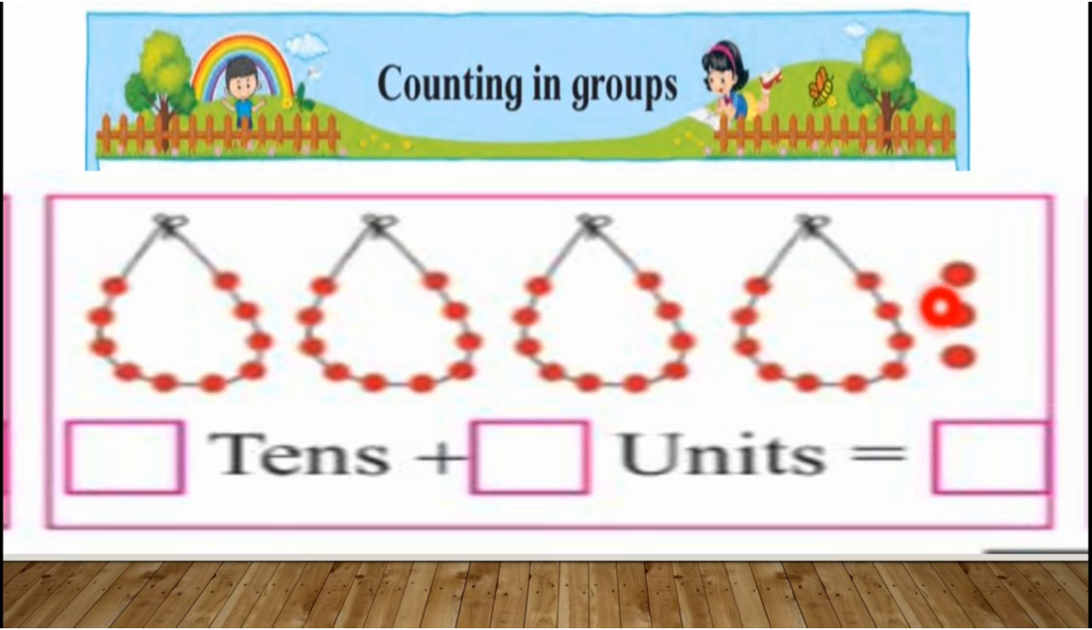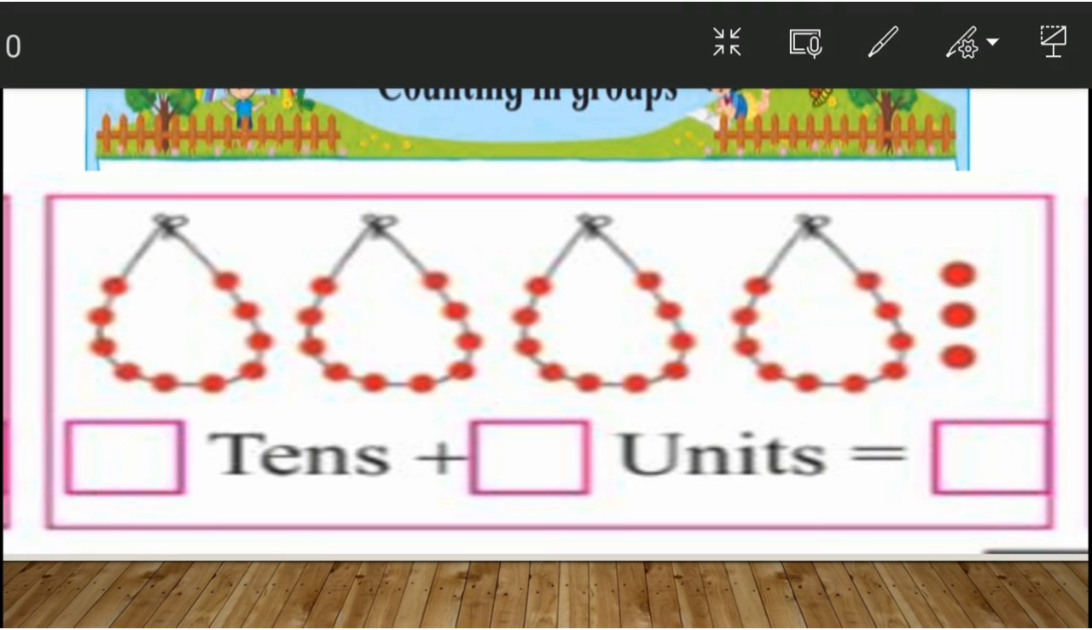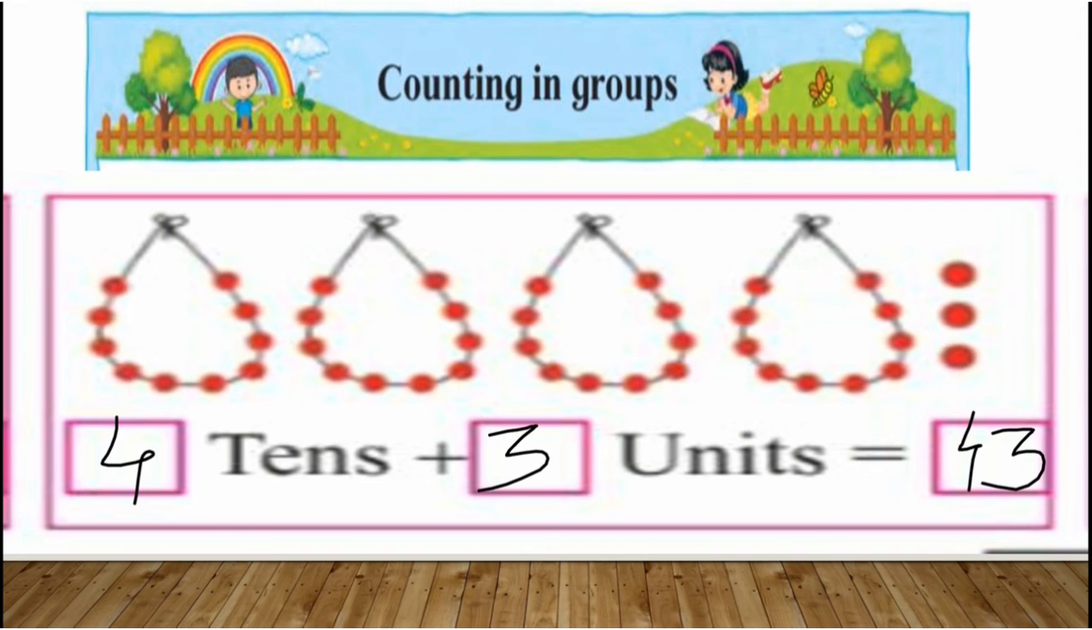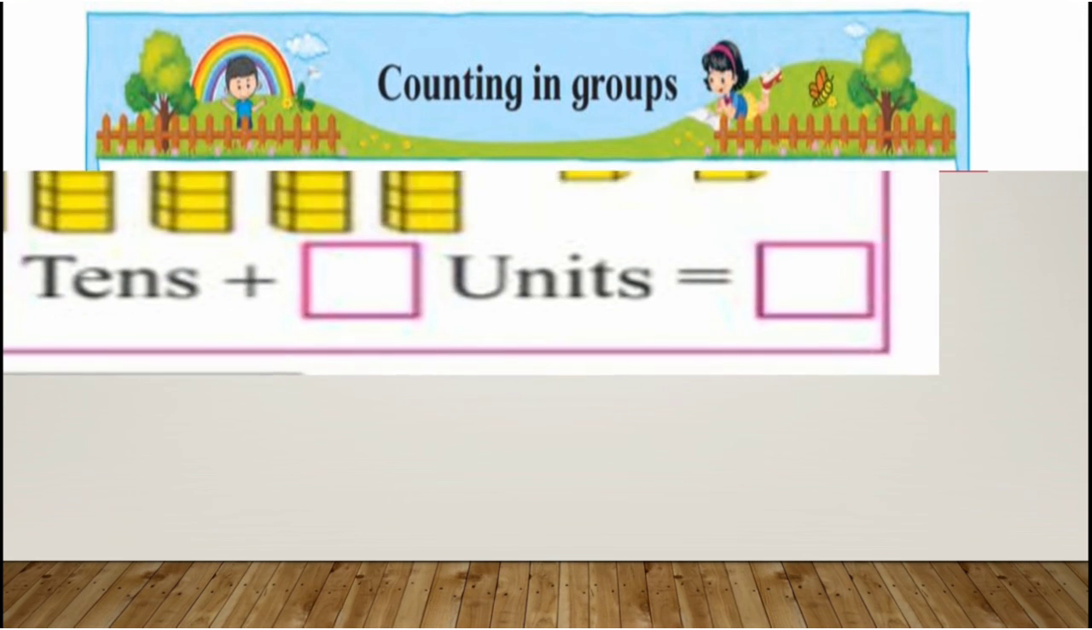And how many singles? 1, 2, 3 units, 3 units. So we will write here 4 tens and 3 units is equal to 43. So I am writing here: 4 tens and 3 units is equal to 43. We can write like this, students. Okay, see next now.